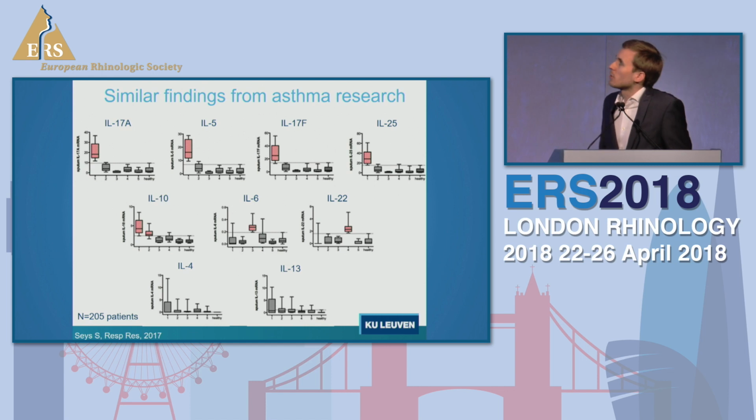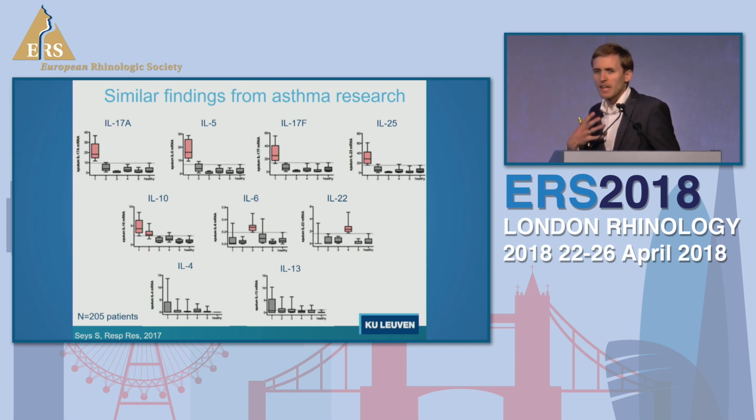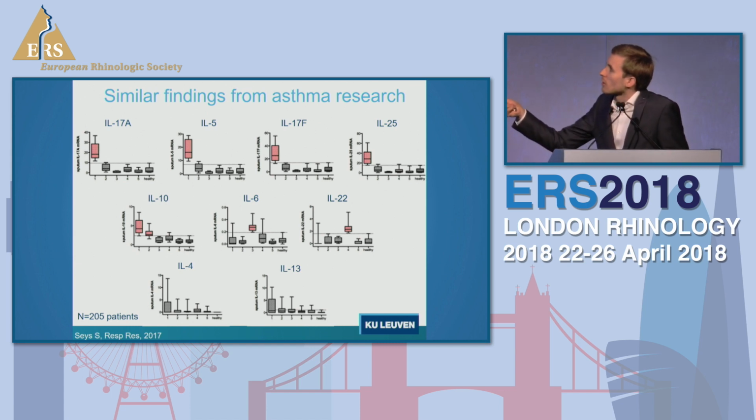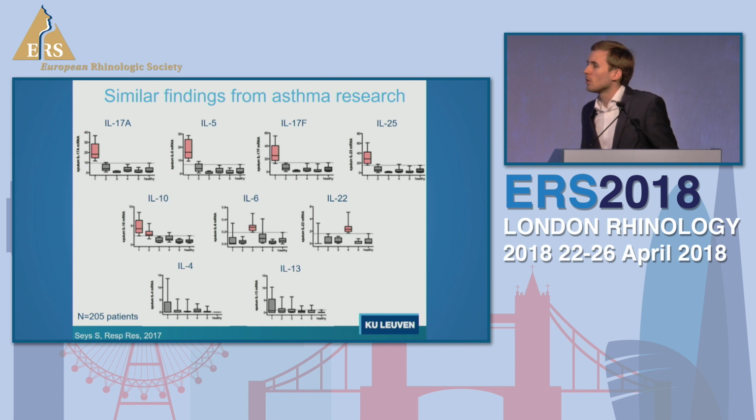And this is also what we found in our asthma cohort of 205 patients, in which we looked at the cytokine expression levels in the induced sputum. And we see that there is a cluster of patients, the first one, in which IL-5 is increased, but also IL-17 and IL-25, which was not expected beforehand. But these were really the ones with the worst lung function.